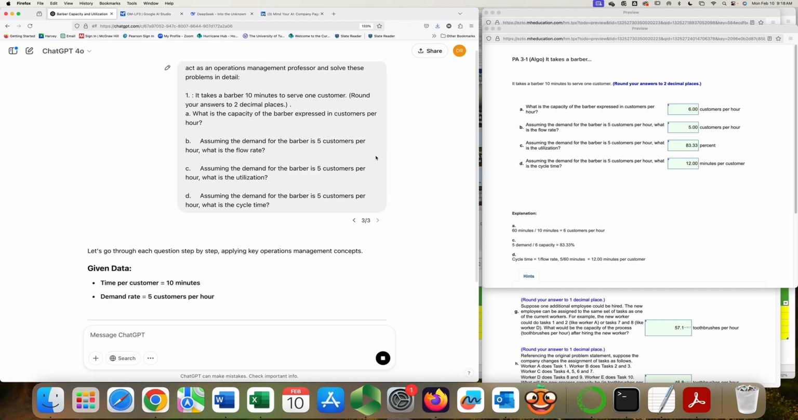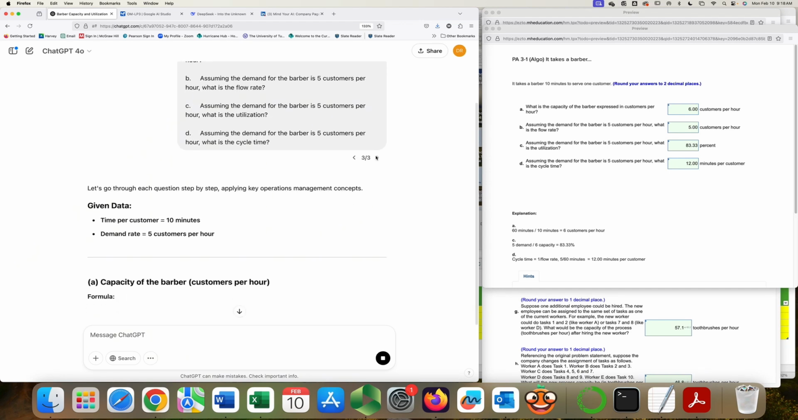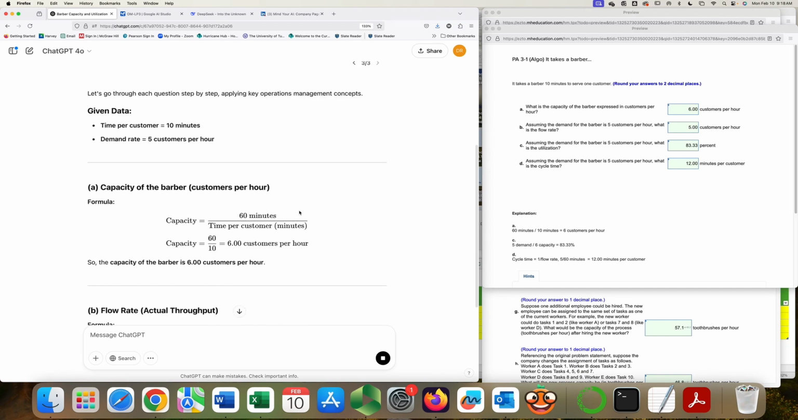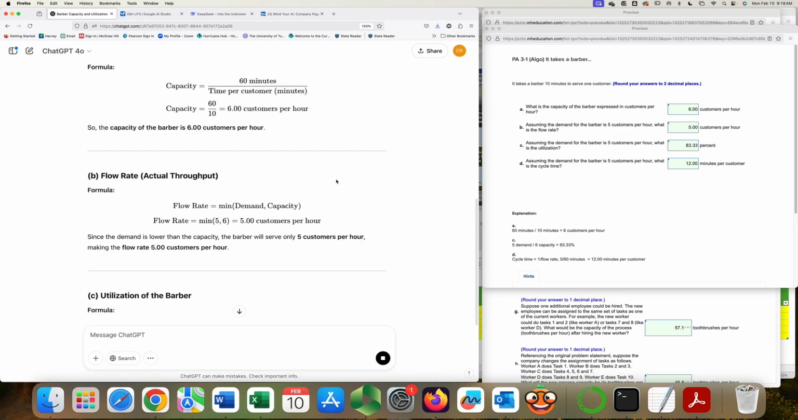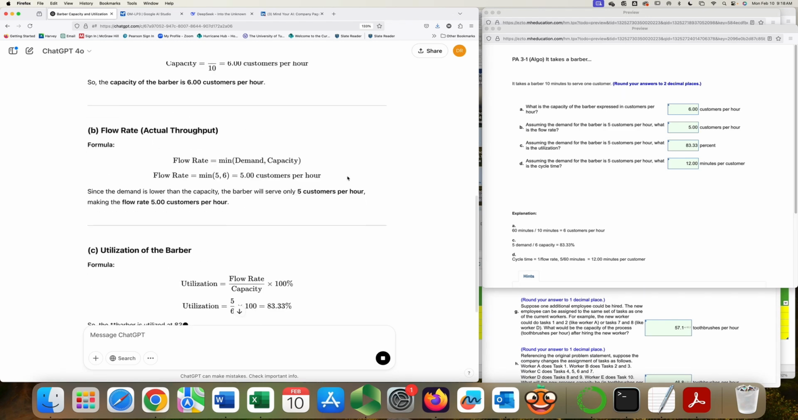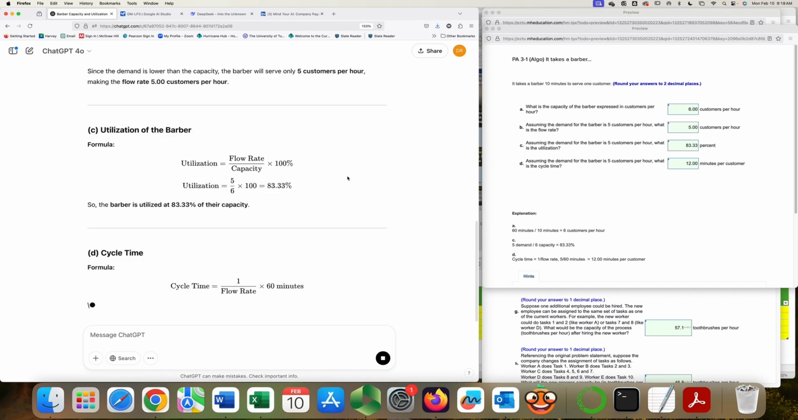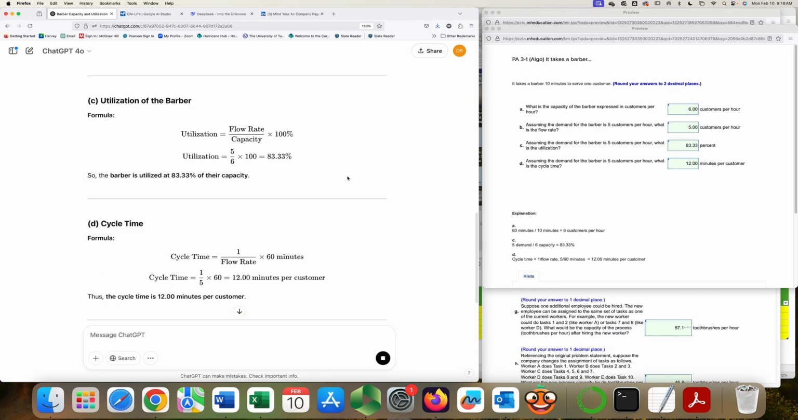Let's solve it again. Time per customer is 10 minutes. Demand rate is 5. So 6, 5, 83%, and the cycle time is 12. So nailed it, right? The first question, ChatGPT really nailed the answer.